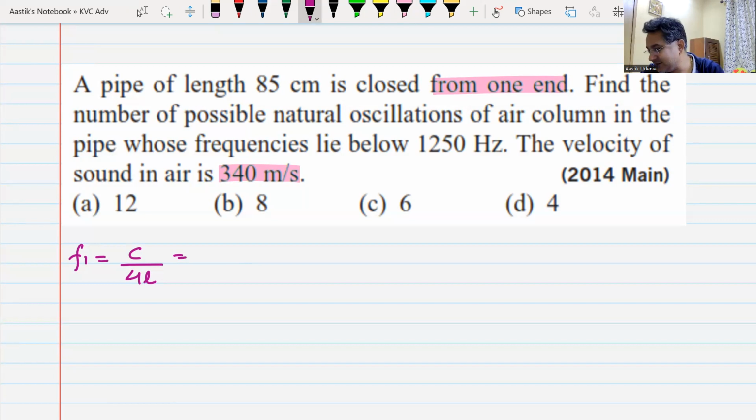Multiply and divide. It will be coming as 100 hertz. Yes or no? What are the frequencies possible? Remember, this is a pipe closed at one end. The first one will be 100. What will be the next one?